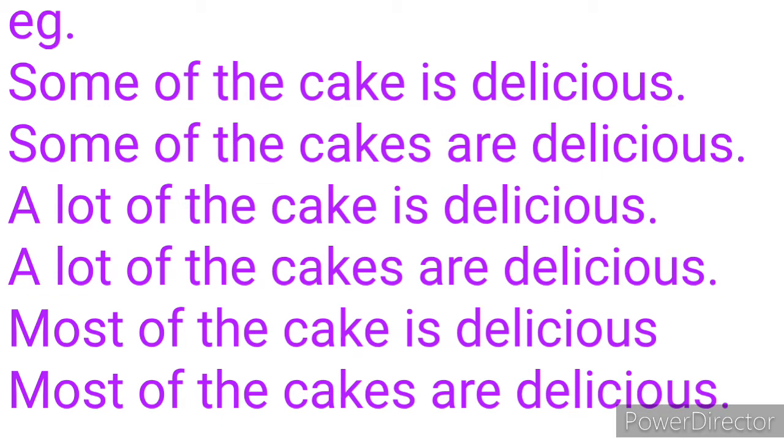A lot of the cake is delicious. We have cake after of as a noun and it is singular, so it has to go with a singular verb as well, is. Another example, a lot of the cakes are delicious. After of, the noun we have is cakes, and it's plural, so it has to go with a plural verb, are. Most of the cake is delicious.